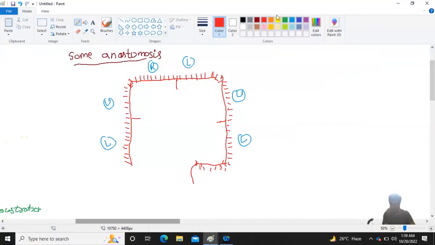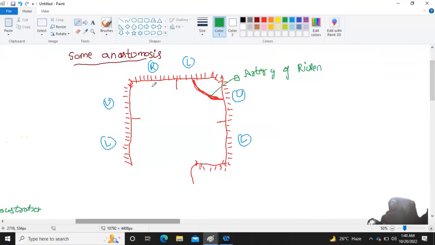Now there are anastomoses. One important anastomosis is formed between the left branch of the middle colic and the left colic artery. This anastomosis is called the artery of Riolan. Then this is the artery of Riolan.